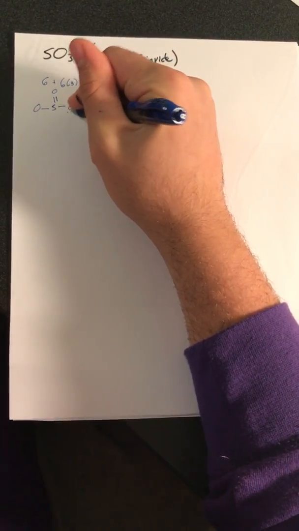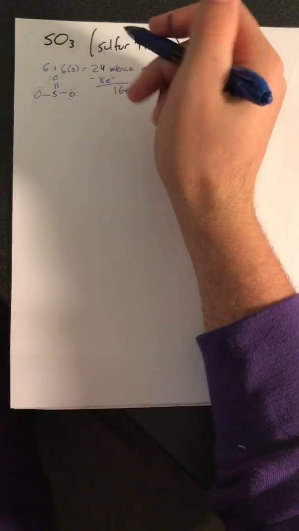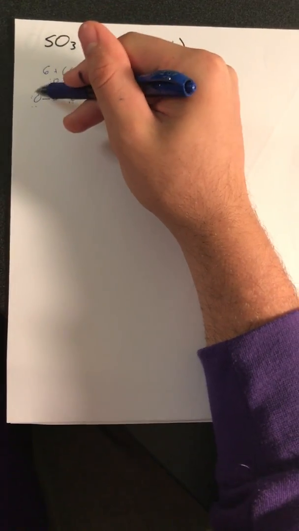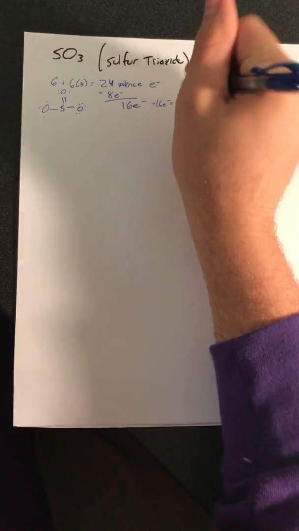So now we're going to fill in the octets for all the oxygen atoms, and that's 2, 4, 6, 8, 10, 12, 14, 16. Now we have 0 left. So that's what we're looking for.